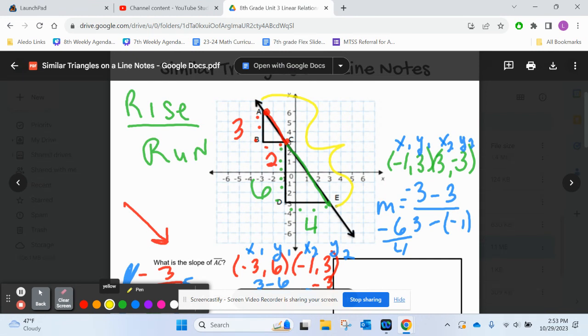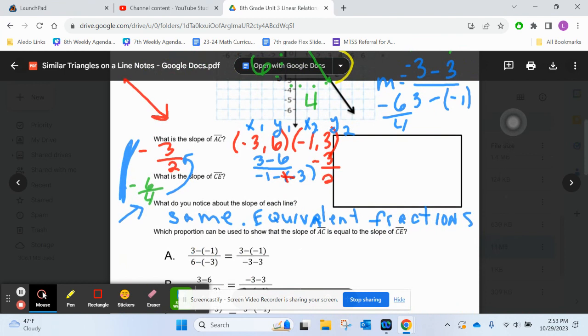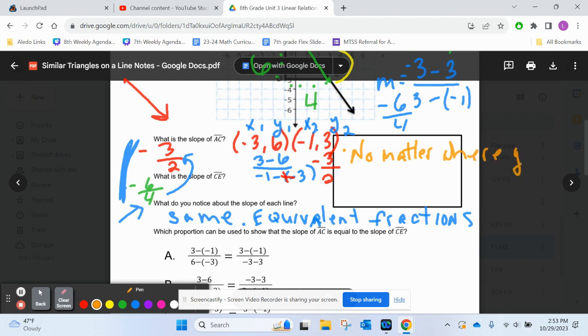And so that's the key thing that we need to get from this and understand from this: no matter where you draw the line or draw the triangles, they have the same slope. Okay, that is the really important thing. They are equivalent fractions.